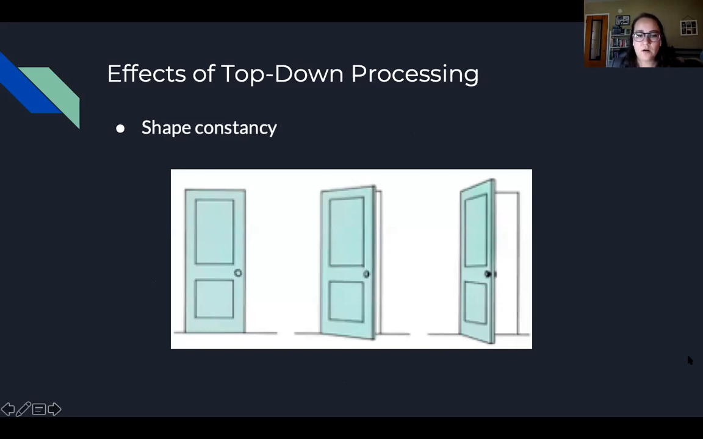And so our perceptions of size and also shape constancy show that there are higher level constructive processes at work. So, for example, as you move away from a door, the retinal image decreases, but in your mind, it's not like the door is shrinking in size. You're still able to constantly maintain that sense of that shape in 3-dimensionality. And this is also true with color constancy as well.